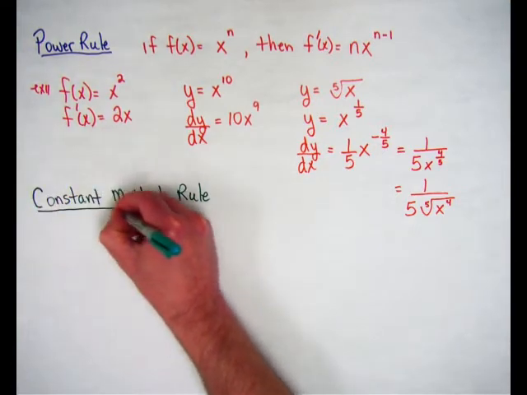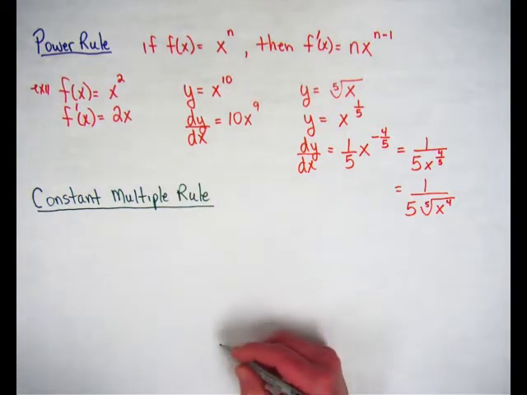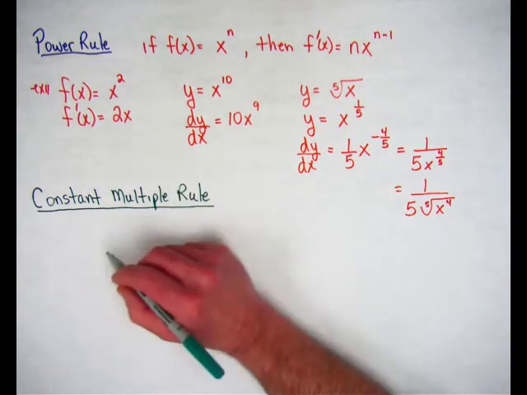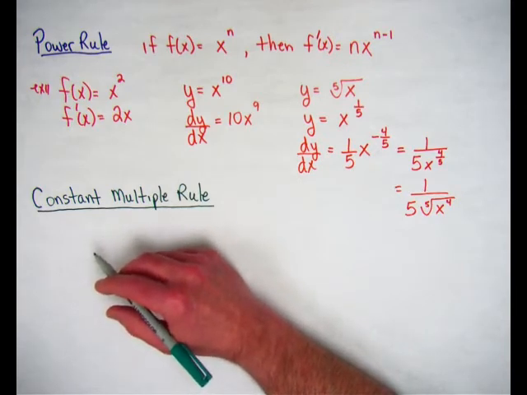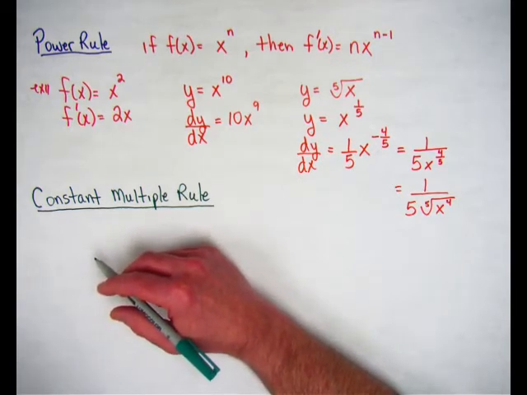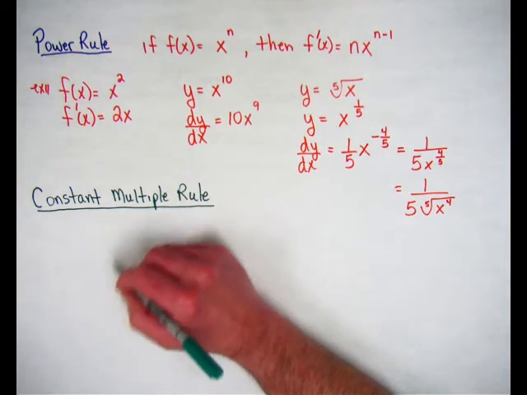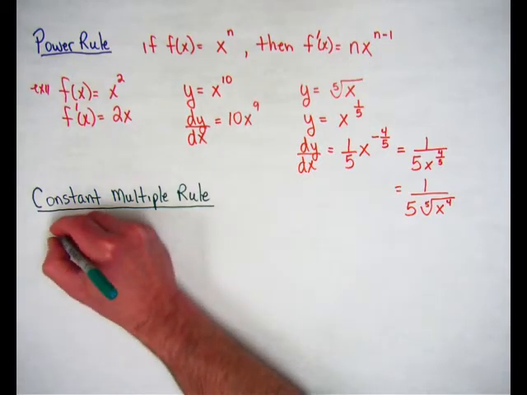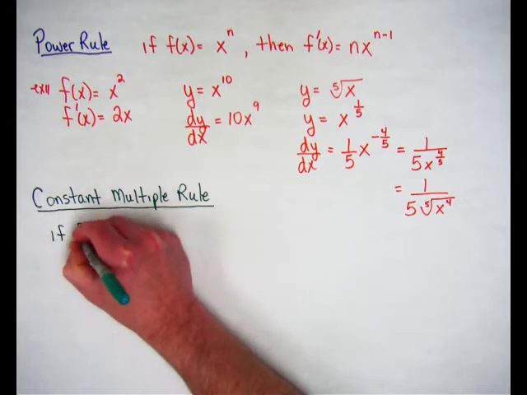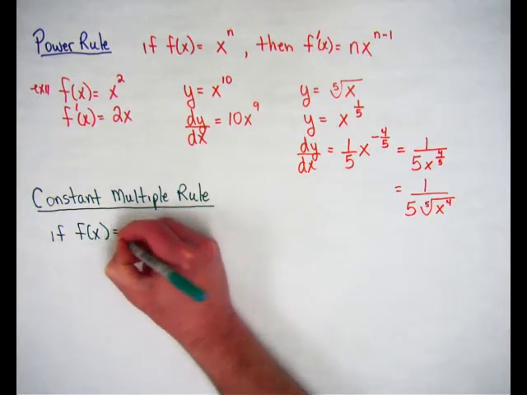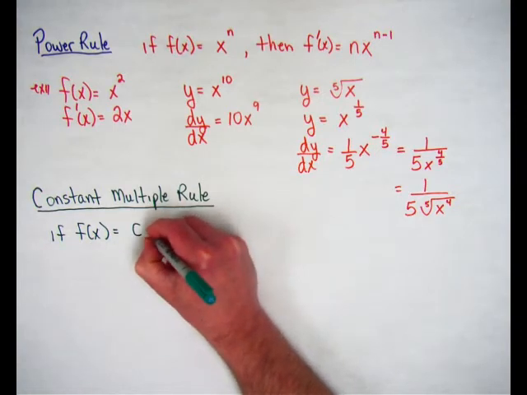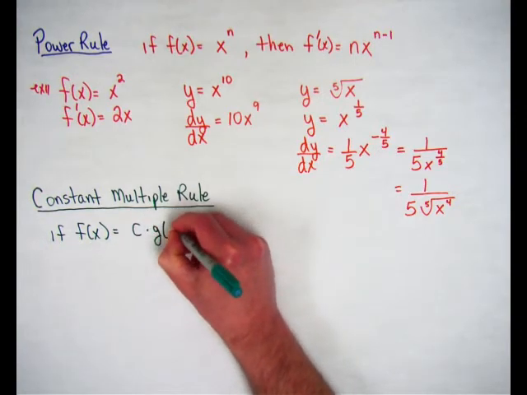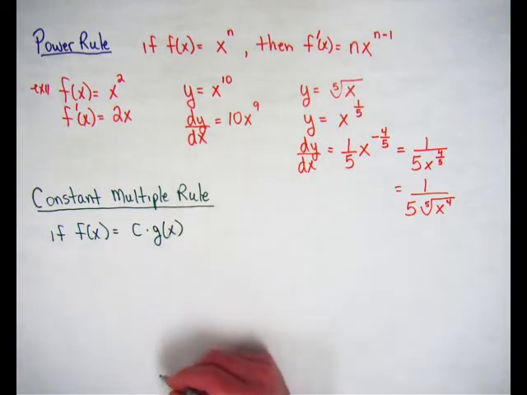Now, the constant multiple rule, again, like all the rules of calculus, is quite simple. But the important thing here is not to confuse it with the first rule we learned, which is the constant rule. The constant rule says that the derivative of a constant is 0. This is saying, what if you had a function f of x, and f of x was just equal to some constant c times another function g of x. So f of x is equal to c times g of x.